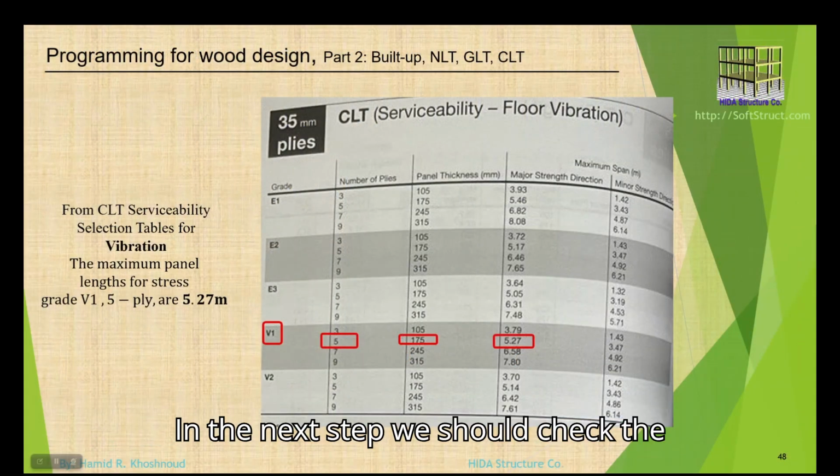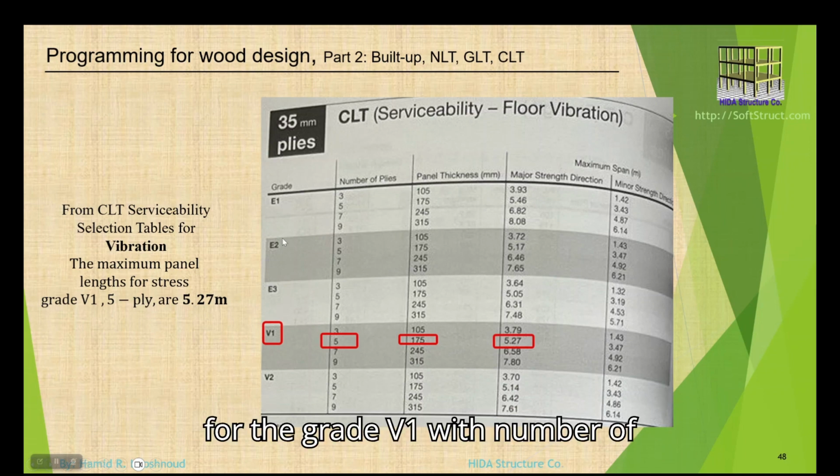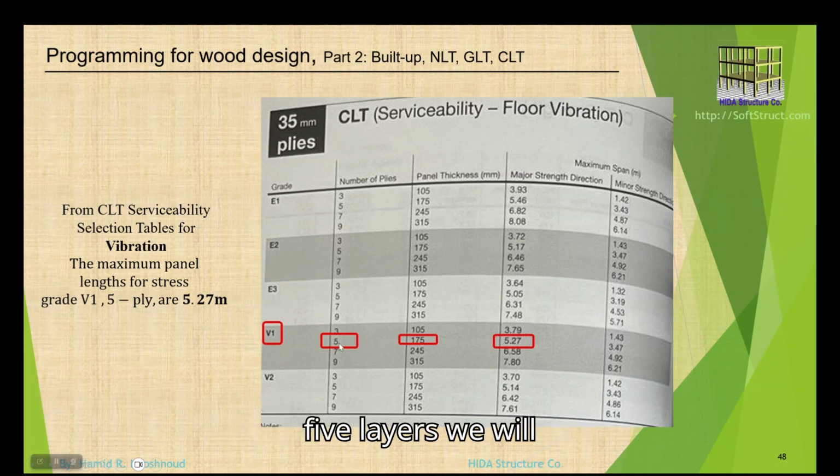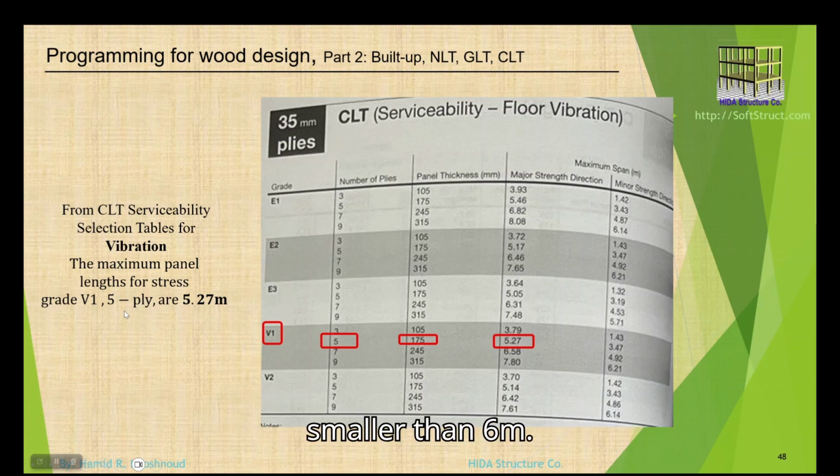In the next step, we should check the floor vibration maximum span, which for the grade V1 with number of 5 layers, we will have 5.27 meter in the major strength direction, which is smaller than 6 meter.